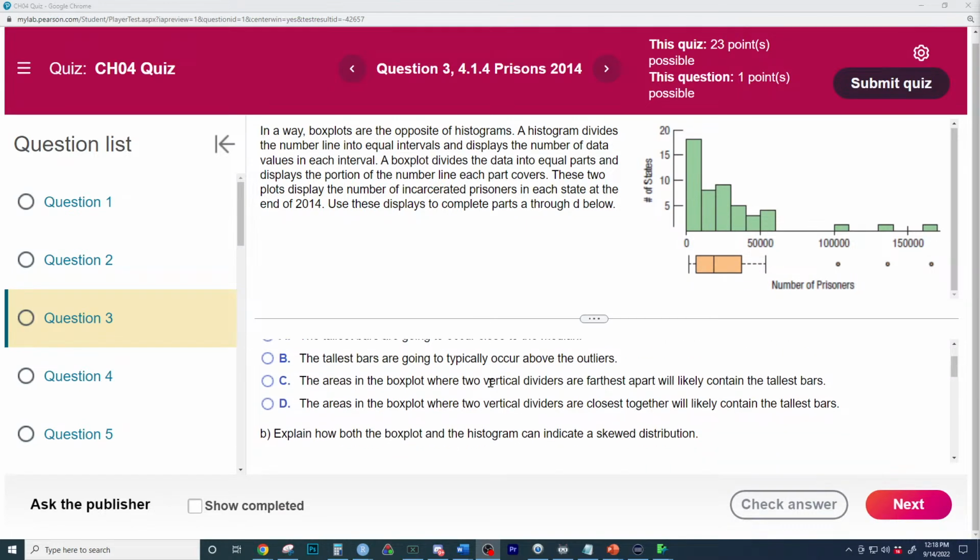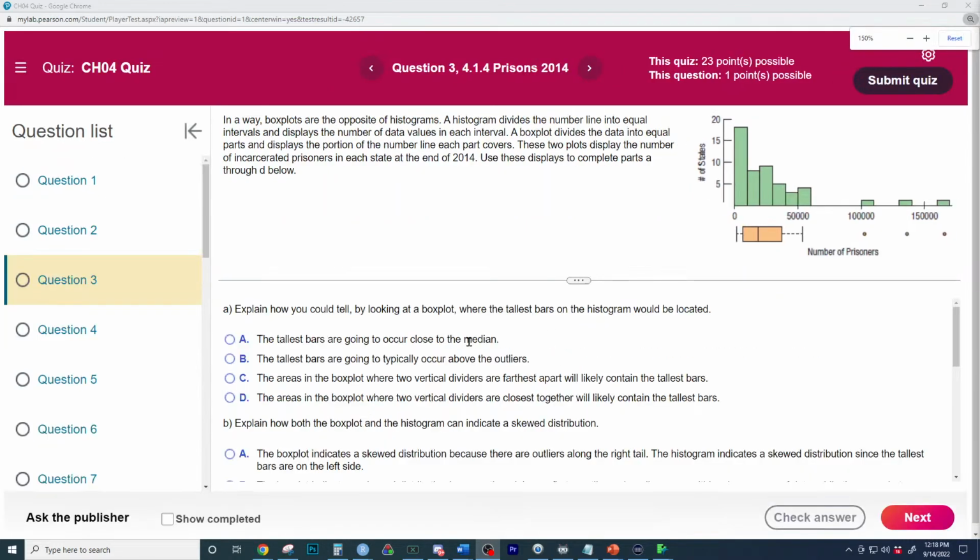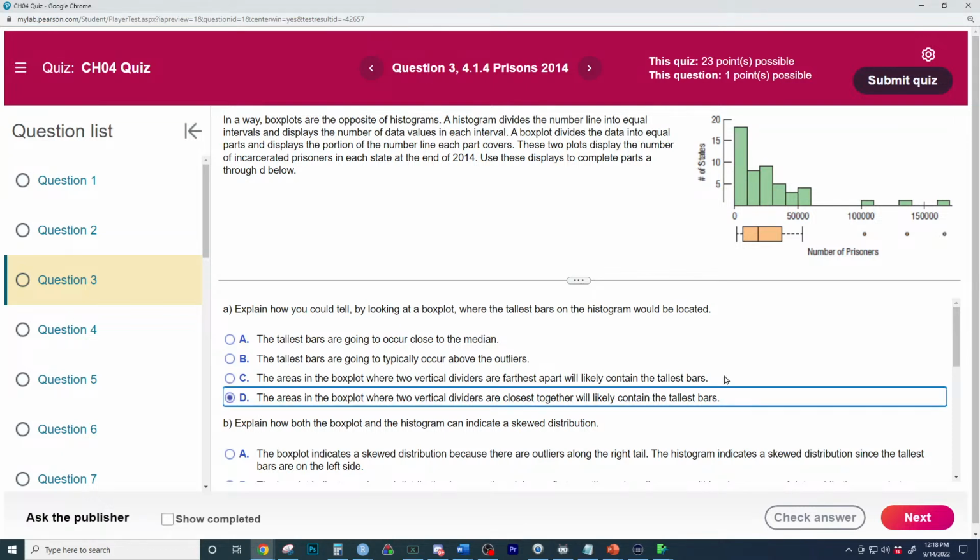So let's hear it here. Explain how you could tell by looking at the box plot where the tallest bars of the histogram would be located. The tallest bars are going to occur close to the outliers? Well, that's not it. The tallest bars are going to be where the concentration of data is. The area in the box plot where the two vertical lines are closest together will likely contain the tallest bars. The reason is there's more concentration of data right here, between the minimum and the Q1. This is literally 25% of the data.